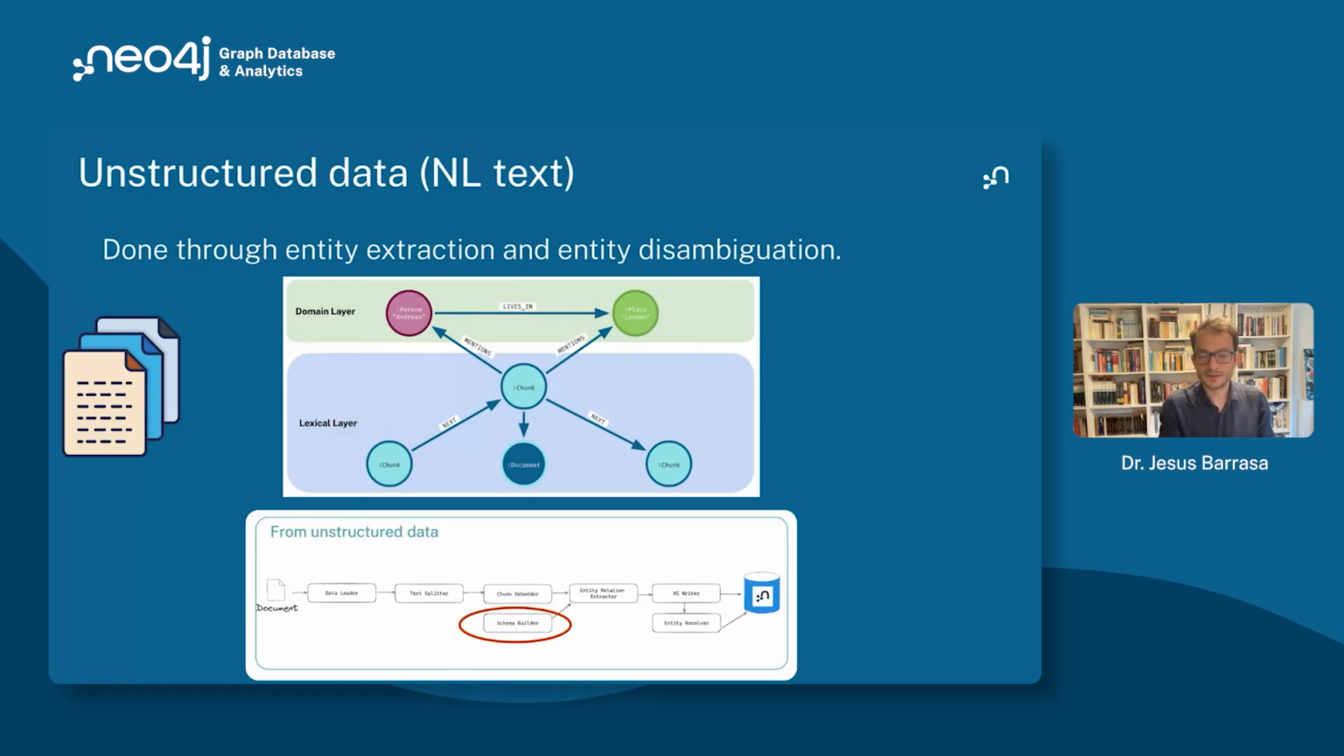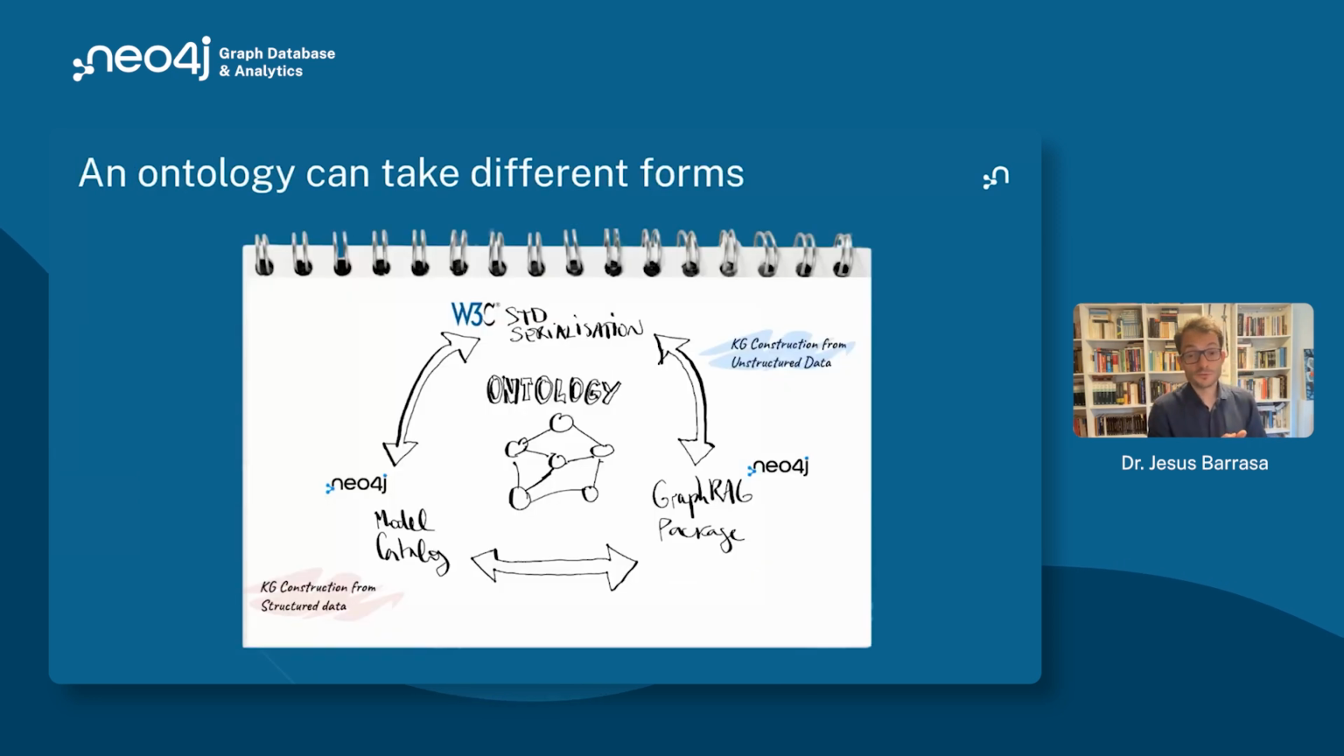So you have to provide the target schema, the target ontology, the target domain model, so that you can do the entity extraction in a way that then you build the graph like the one that you have on the screen.